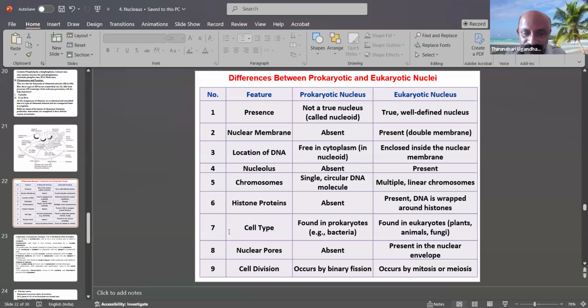Then the seventh type, cell type. What does cell type mean? Prokaryotes are bacteria and cyanobacteria; both are important examples of prokaryotes. Eukaryotic cells are found in everything except bacteria and cyanobacteria: all the remaining types of organisms, such as plants, animals and fungi.